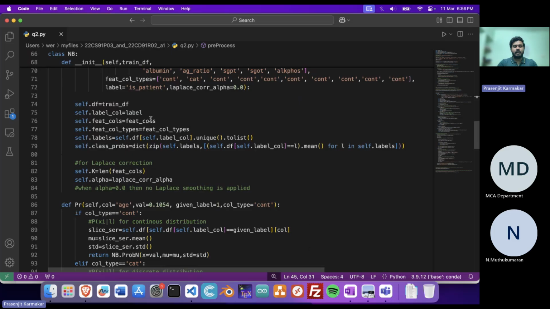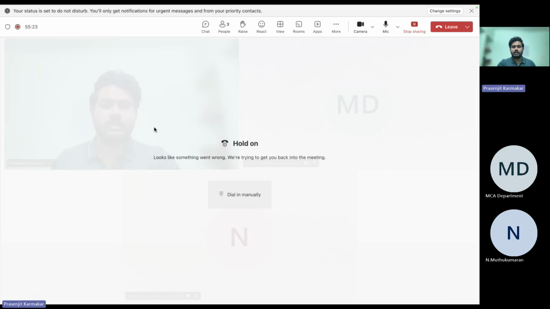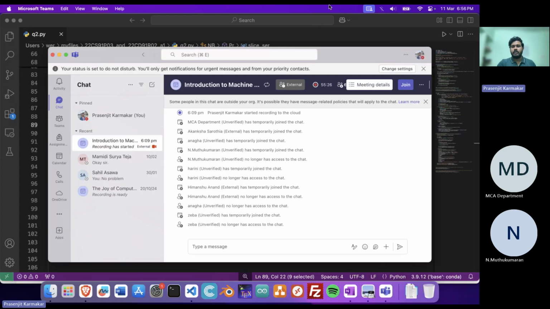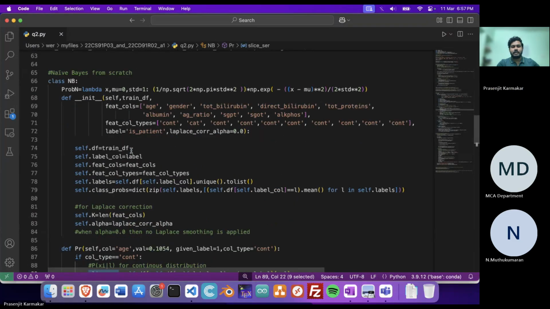So in the model, there is the series PR function. What it does, given a particular column is continuous, from the slice where we have the class match, from that column, that exact slice has all the values where the class is what we are trying to compute. For that slice of that particular feature, we are computing the mean and standard deviation.